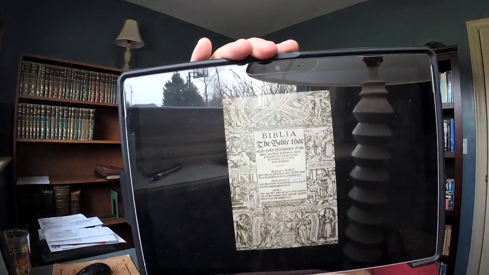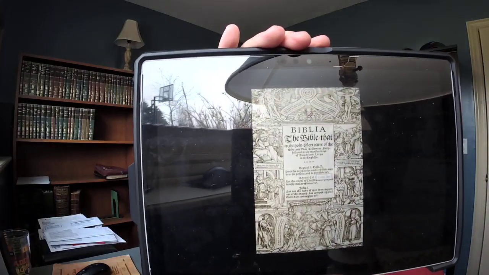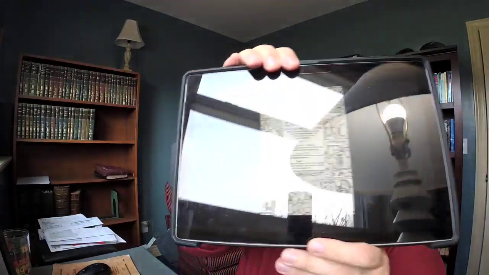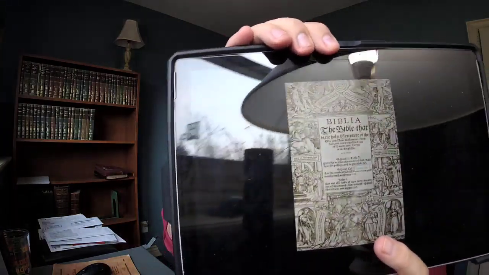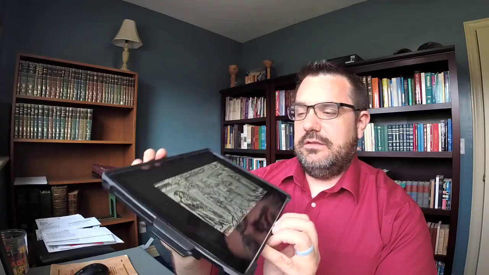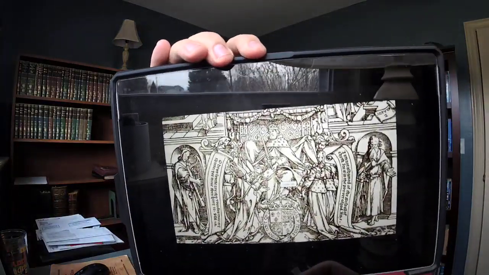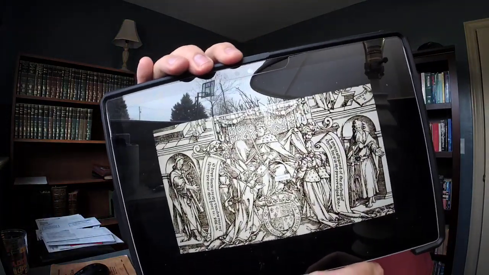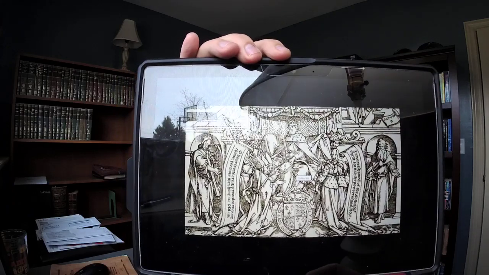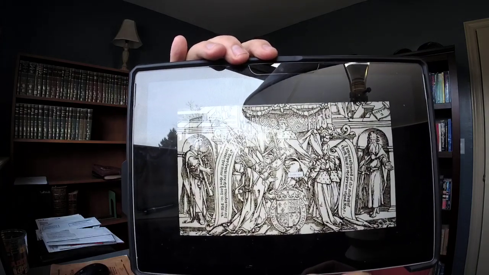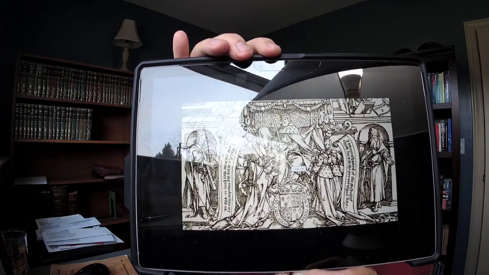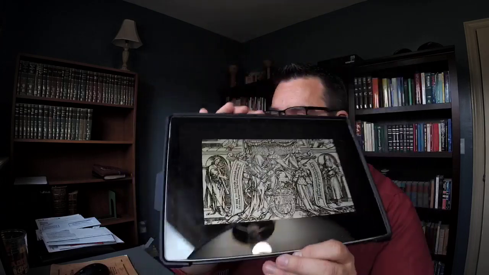Here's the title page for the Coverdale Bible from 1535. And at the bottom here, there's artwork of King Henry VIII. So I want to zoom into that. I showed this last time, okay? If you look at this image, you can see King Henry VIII seated on his throne, and he is passing out copies of the Coverdale Bible to his bishops and other church authorities, right? So this is the artwork that's actually on the title page.